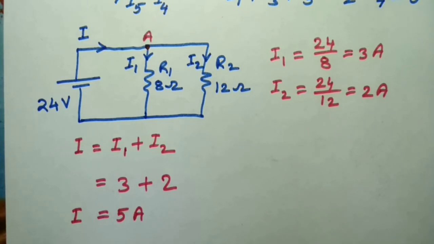In this way, we can apply the KCL to analyze any circuits to find the relations between the currents in different branches which are connected at a particular junction.